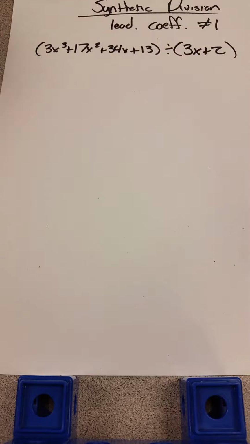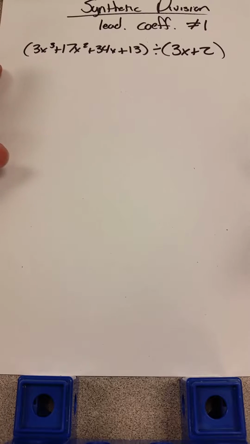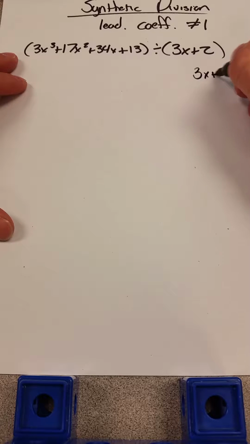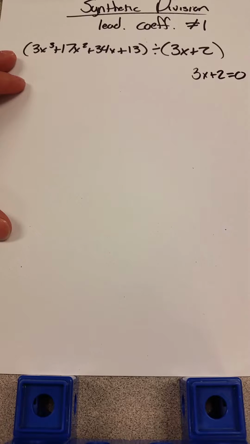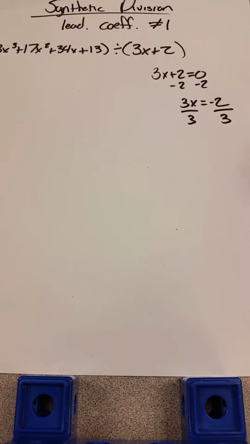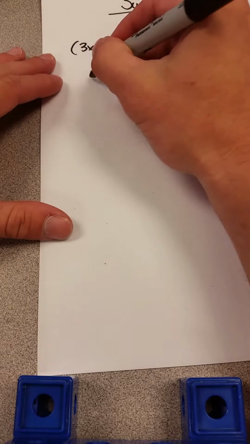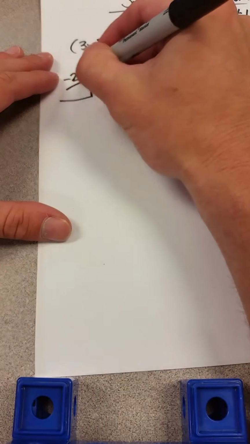All right, now we're going to be working with dividing using synthetic division if the leading coefficient's not 1. Okay, so we're going to start off with the same process. You take 3x plus 2, set it equal to 0, and you solve. So subtract 2. 3x equals negative 2. Divide by 3. So that is now the number that goes in the box. Okay, so negative 2/3 is going to go in our box.